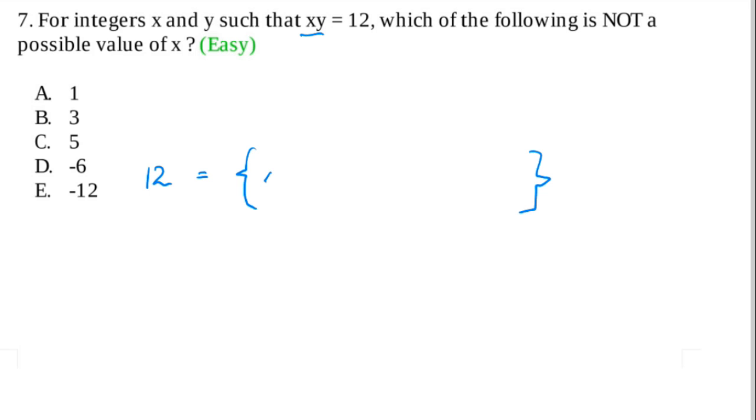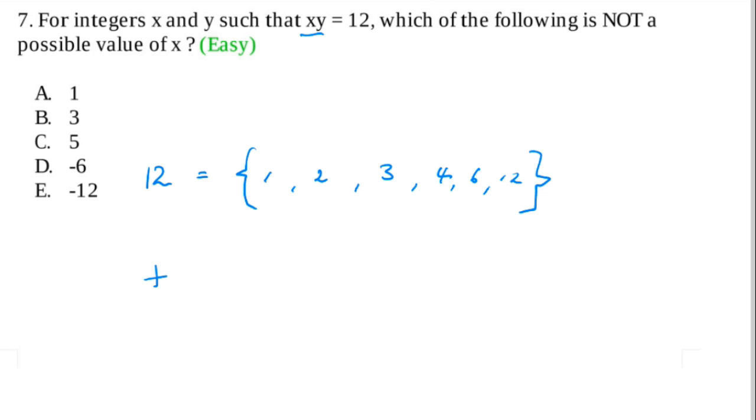So the number 12, it's a multiplication. We can come up with 12 by multiplying 1 and 12. Another one would be 2 and 6. And the last combination would be 3 and 4. So 1, 2, 3, 4, 6, and 12 are the possible factors of 12.